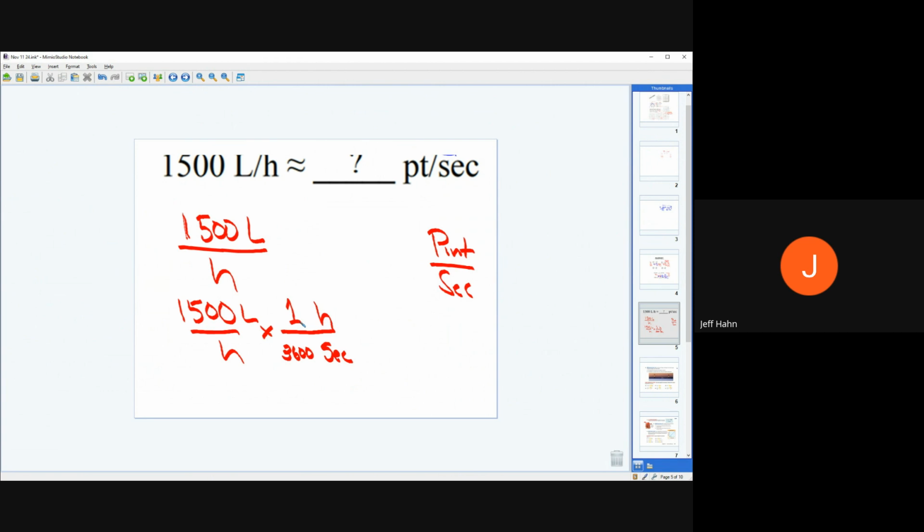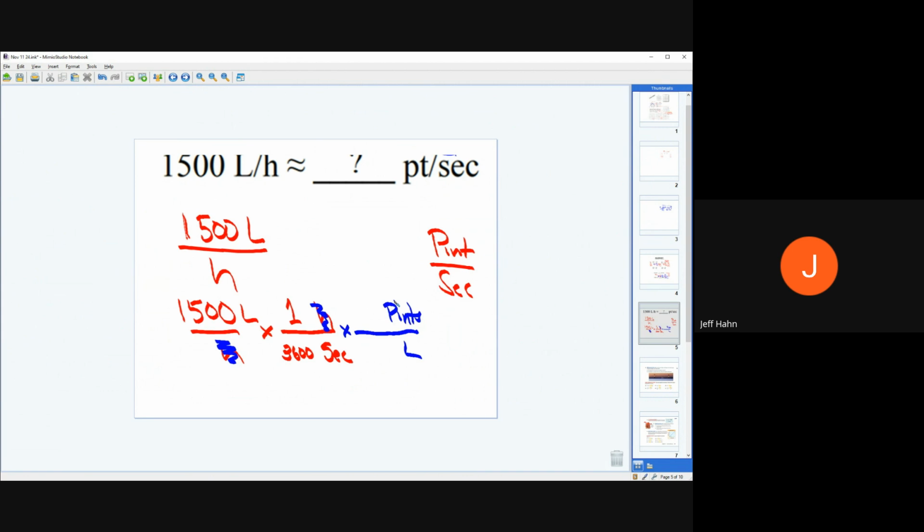The one thing you can do here is, I've now got my hours, so I will cross those off because that label no longer exists. I've now changed my hours to seconds. I just need my next one. I have to change liters into pints. For that to happen, where do liters have to go? Top or bottom? Bottom. And my pints would have to go up here.